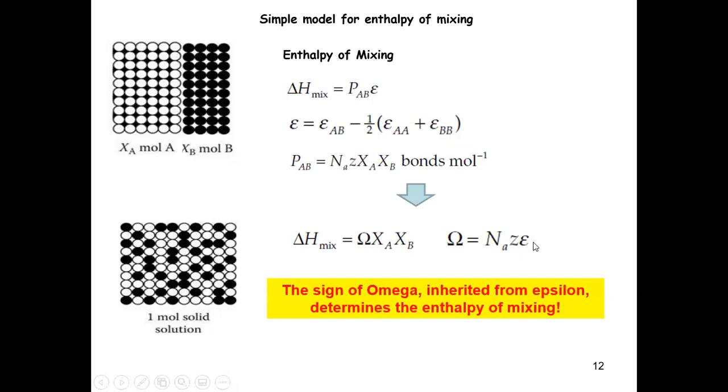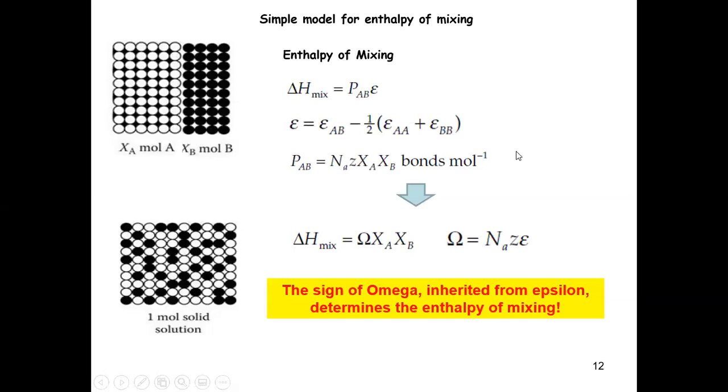So now if epsilon is smaller than 0, this means what? This means that the interaction energy of the AB bond is lower than the average interaction energy, smaller than the average interaction of a half AA and a half BB. So this means that energetically mixing is favored, because effectively the AB bond has a lower energy than the average of AA and BB. That makes sense to everyone?